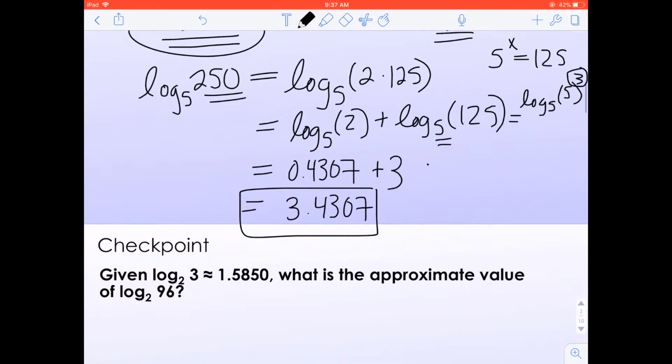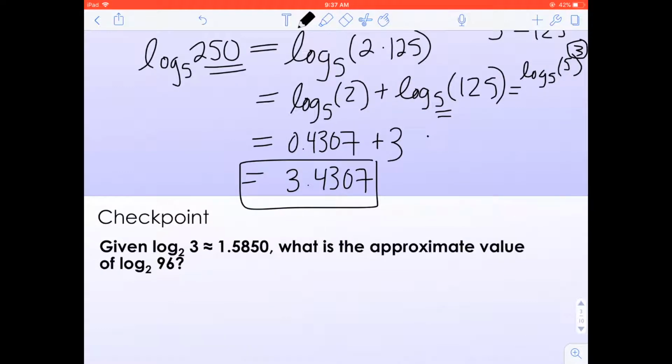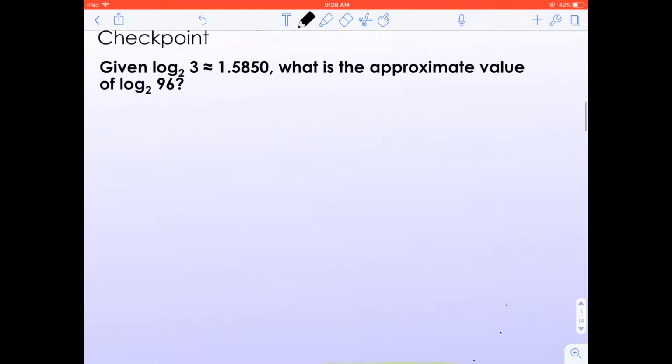All right, so for these checkpoints, I want you to go ahead and try them yourself. So pause the video, try to go through it, and then after you think you find your answer, watch the video to see how I do it. All right, let's see how you did.